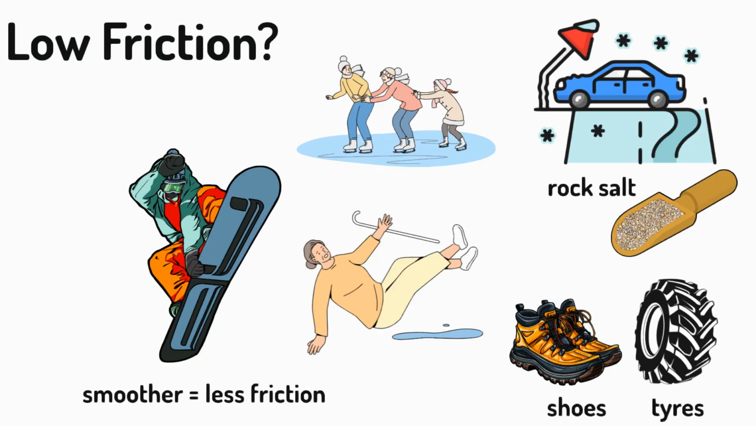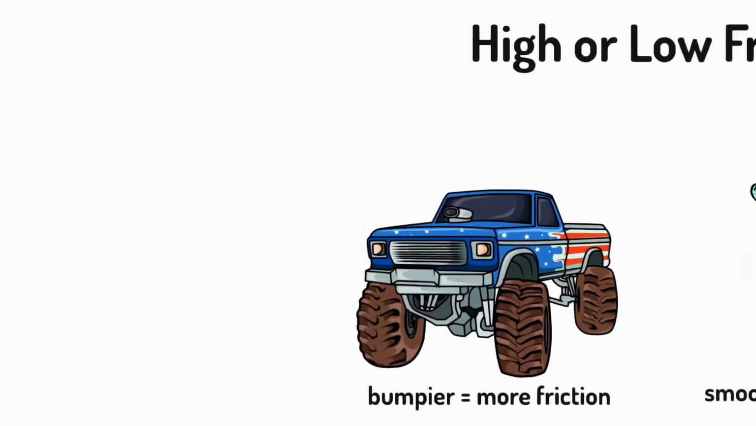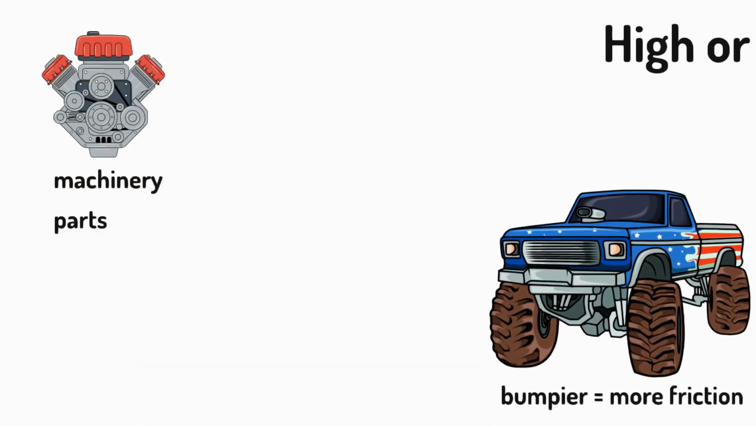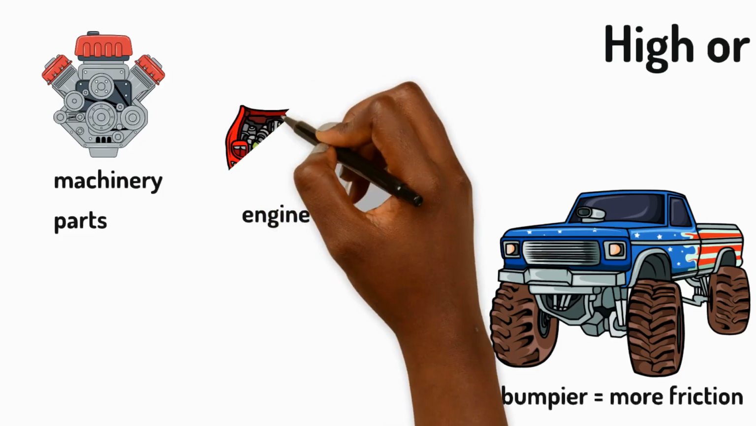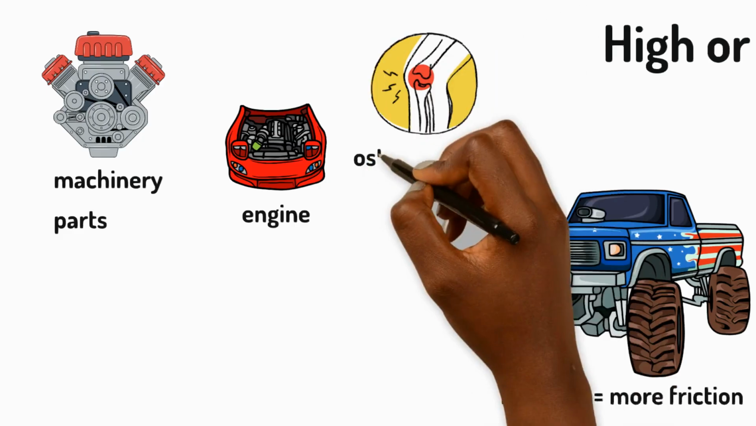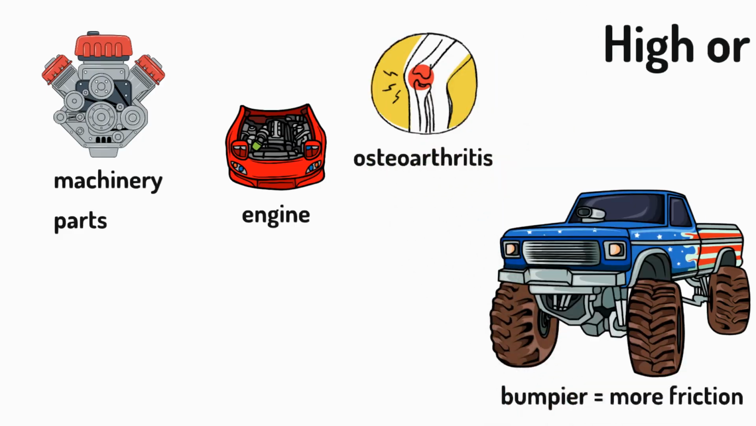At other times, there's too much friction, and this can also cause problems. For example, machinery parts might wear down through constant rubbing. Sometimes heat builds up from friction, and this can damage car engines. In a disease called osteoarthritis, joint cartilage wears down due to constant friction.